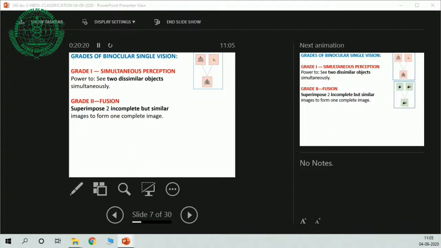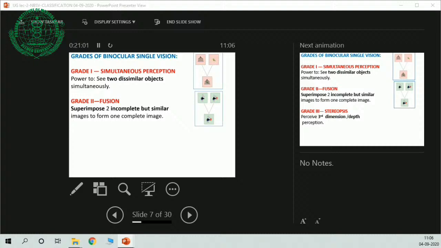Now coming to grade 2, that is called fusion. That is the superimposition of two complete but similar images to form one complete image. Here in the synaptophore machine we are providing this slide. What is the slide? A rabbit with a tail but without a bouquet is projected to the right eye, and again a rabbit with a bouquet but without a tail. However, if the person tells you that I am seeing a rabbit with tail and bouquet even, then the person is having grade 2 binocular single vision, which is called fusion.